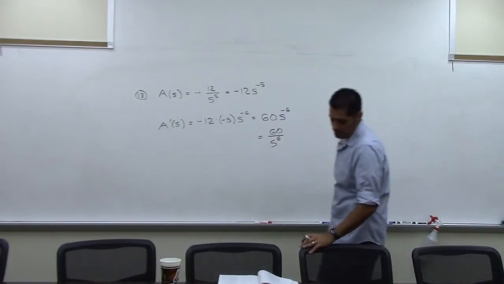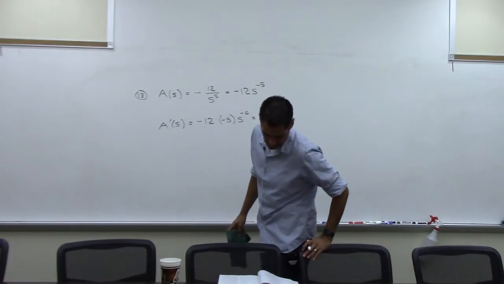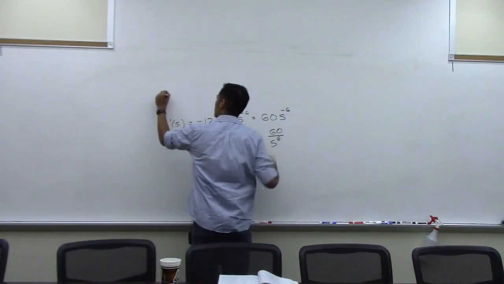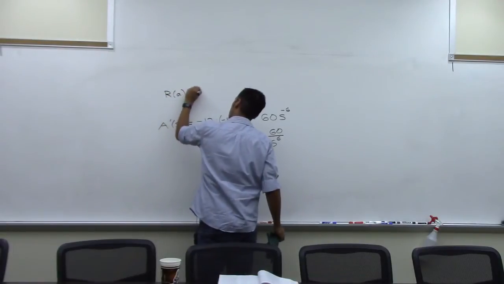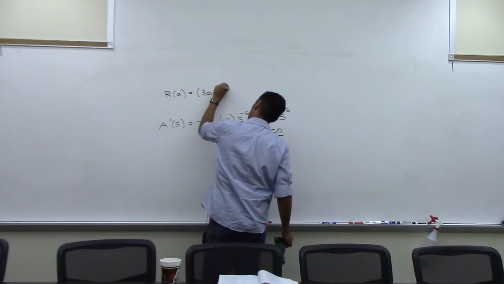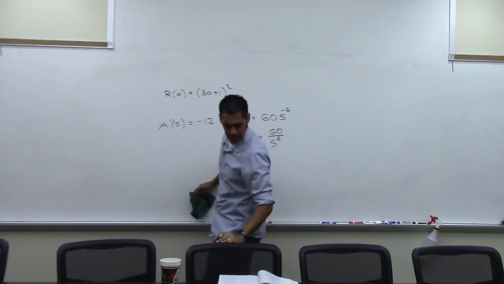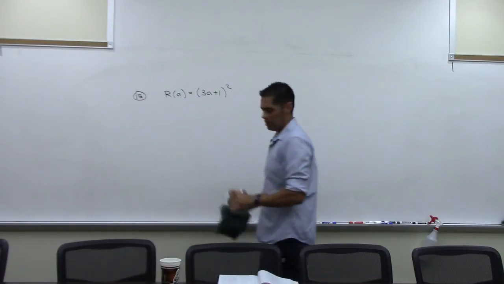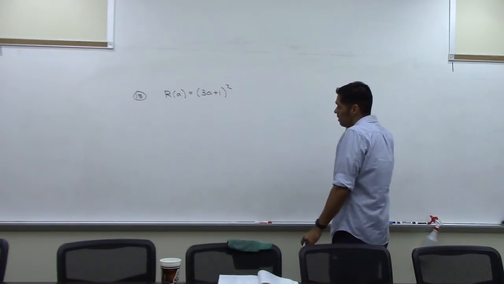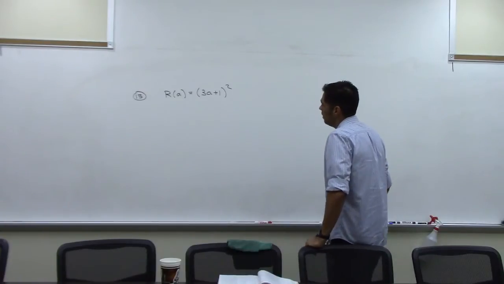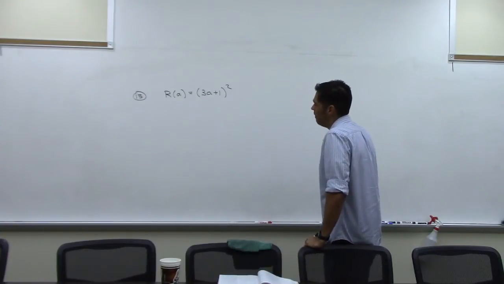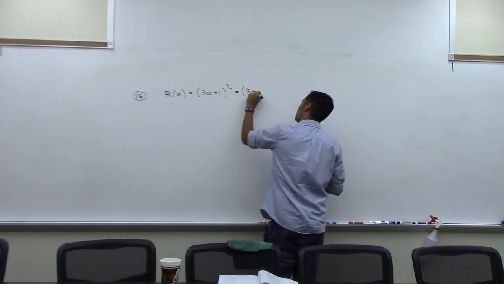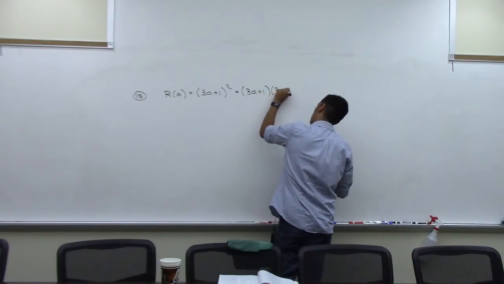All right, number 15. Capital R of a equals 3a plus 1 squared. This is number 15. So here, what I'm going to do is realize that I actually have a product here of two things. So this squared is the same as 3a plus 1 times 3a plus 1.